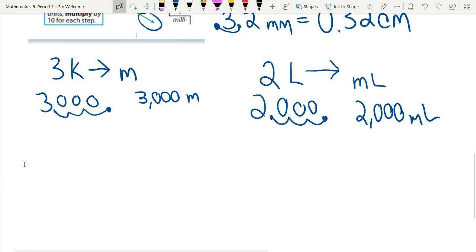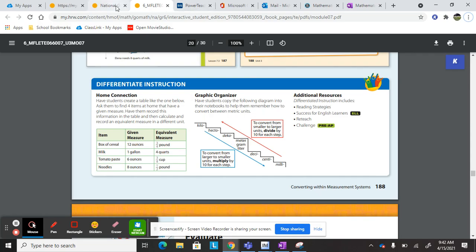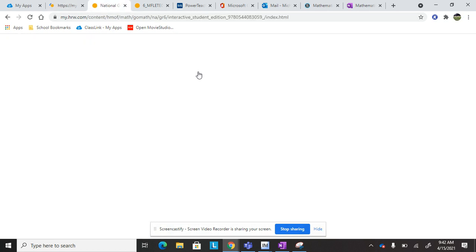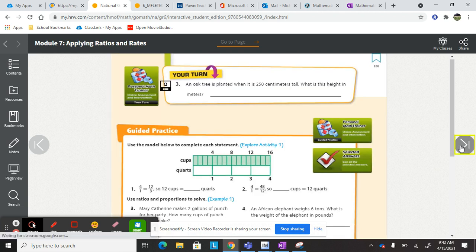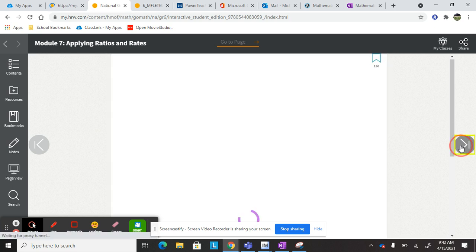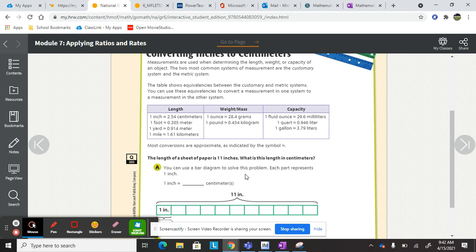The last thing that we talked about was converting between 2 systems, so between customary and metric. Here, we needed to go to page 191, I believe. Let's see if I can get there. 191, go ahead and go forward in the book a little bit. There we go. So it's the same principle as customary.